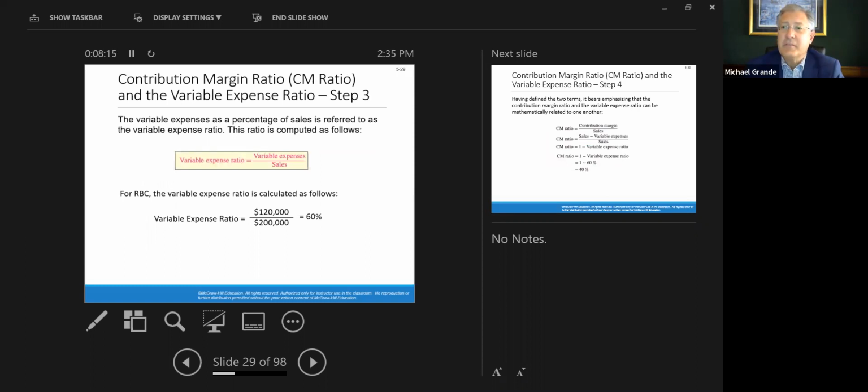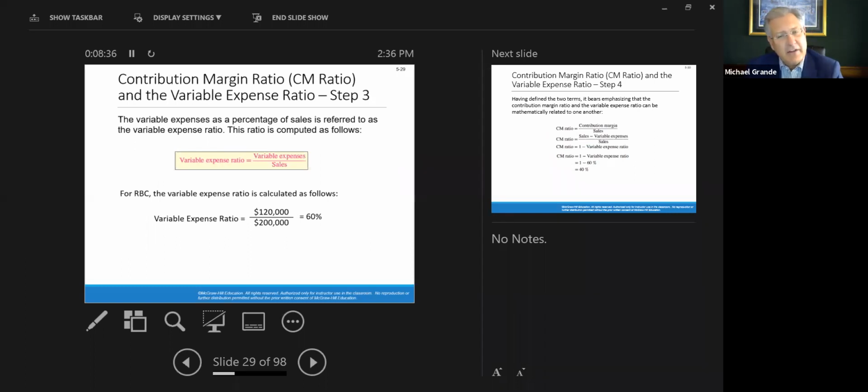The variable expenses as a percentage of sales is referred to as the variable expense ratio. This ratio is computed as follows. The variable expenses divided by sales. And again, you can do this on a total dollar amount, and you can do it on a per unit basis. It's going to be 60%.